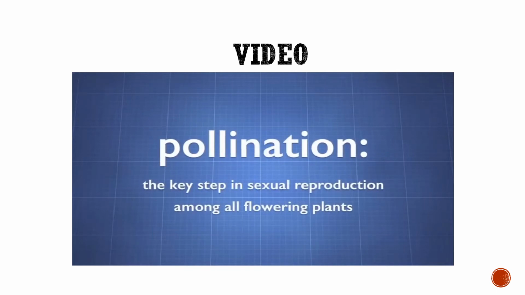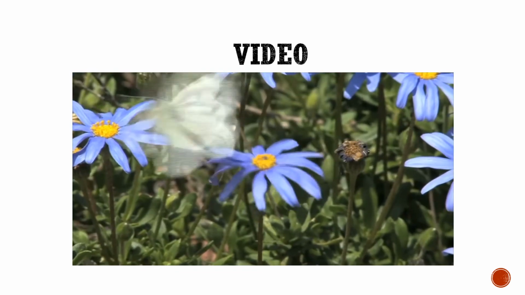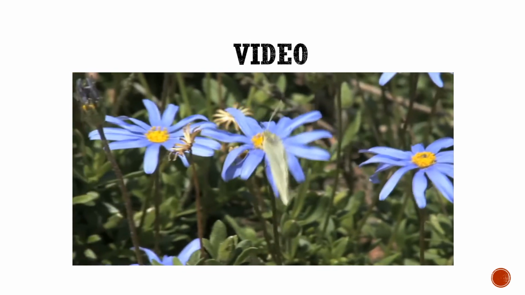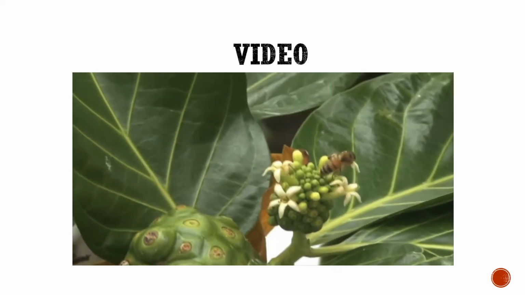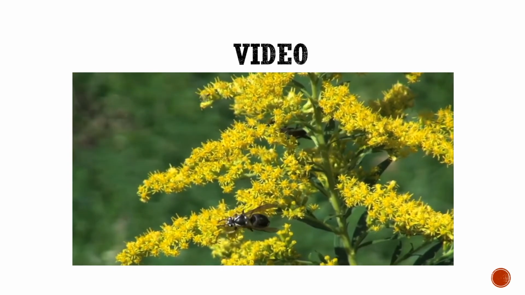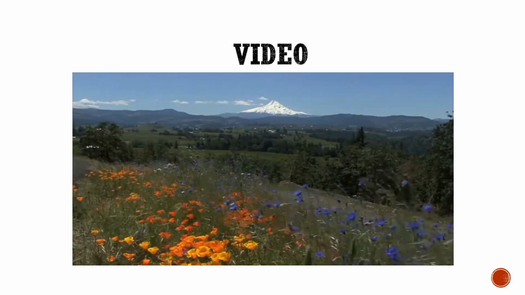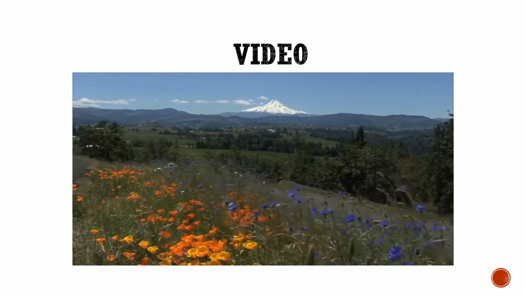Pollination is a key step in sexual reproduction among all flowering plants. The purpose of pollination is to allow individual plants to exchange genetic information. Flowering plants belong to the plant group of angiosperms. The majority of angiosperms are pollinated by animals. Other angiosperms, such as grasses and many species of trees, are wind-pollinated.